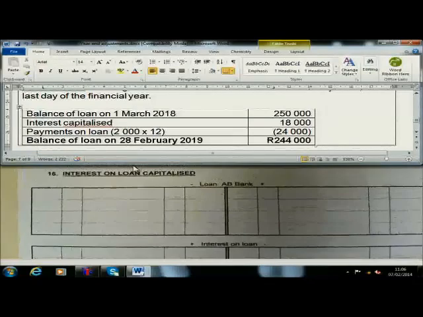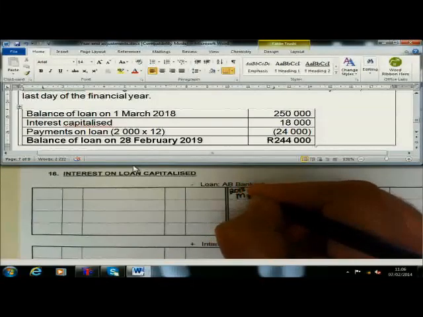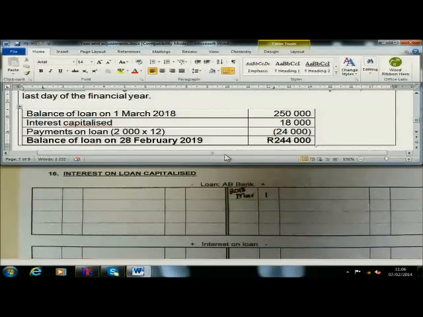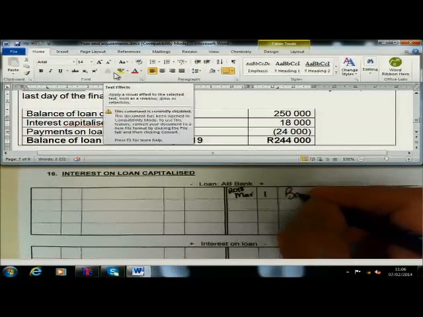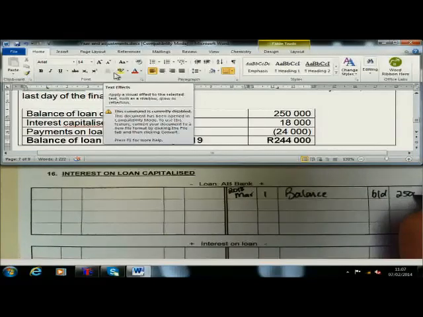There's your loan account. You put the balance there, and that balance was on the first day of the year, and they mention it there. Balance of the loan on the 1st of March 2018. That was a balance brought down of 250,000 rand.